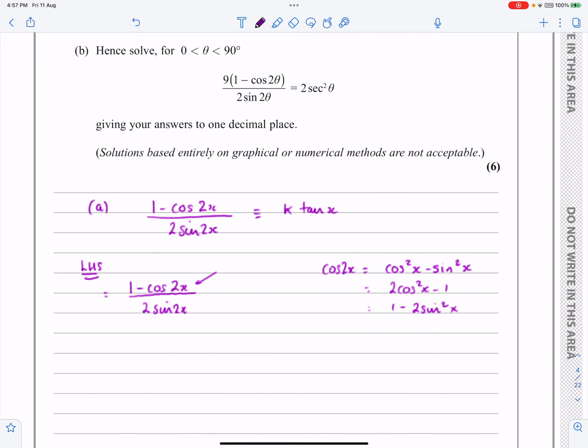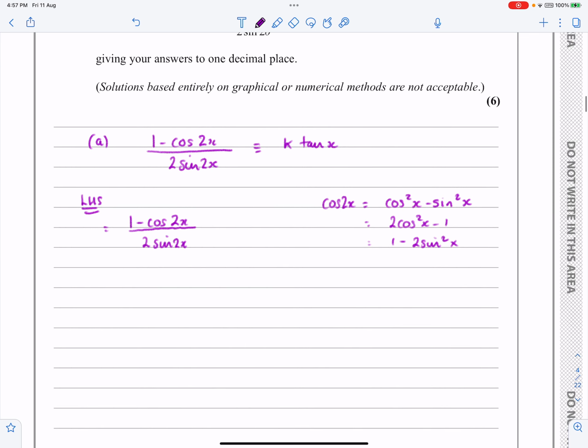And I'm going to choose the 1 minus 2 sine squared. I'm going to choose that one because then I'll be getting 1 minus all of that, and then the ones will cancel. 1 minus 1 means that they cancel. So that's the reason that I'm choosing to have my 1 minus 2 sine squared x in here.